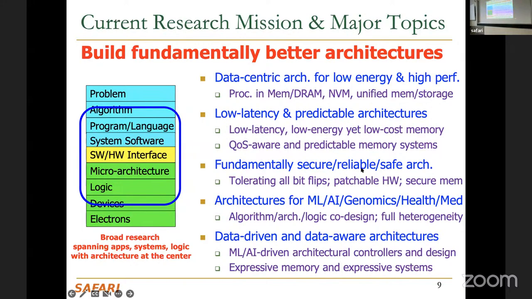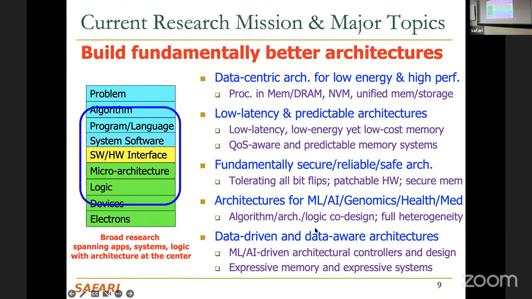We talked about security, reliability, safety. So there's a lot of work going on here. Acceleration for machine learning, AI, genomics, health, medicine, et cetera. So there's a lot over here, actually. Our work spans a lot of areas. It includes FPGAs, GPUs, specialized accelerators, also processing in memory, and how to take advantage of all of them together. So there's a lot of work to talk about here, if you're interested.